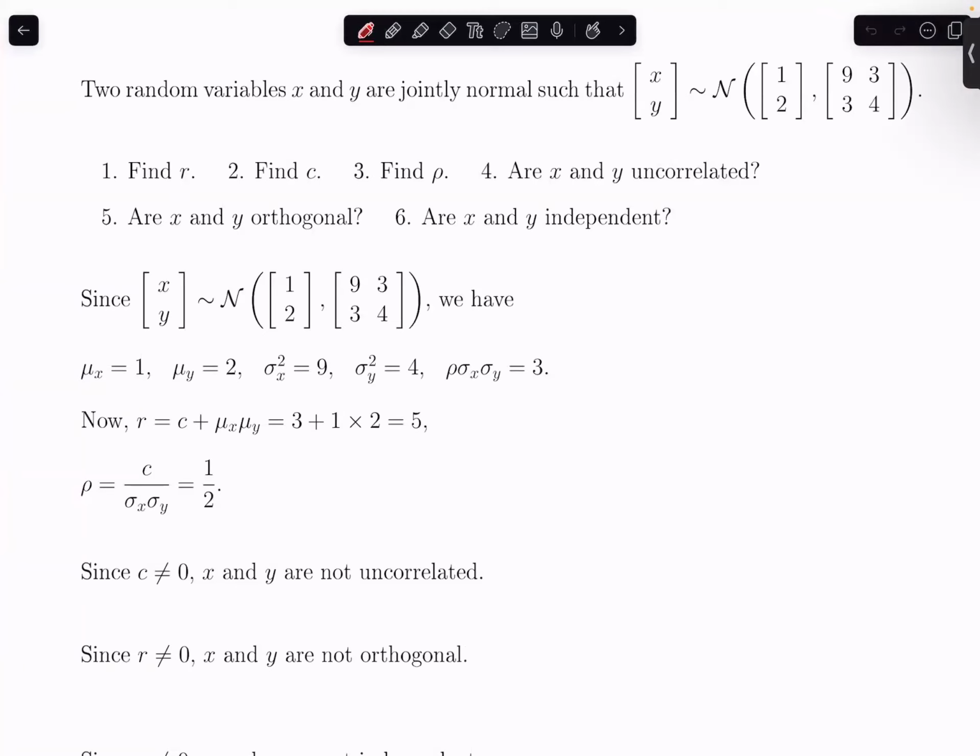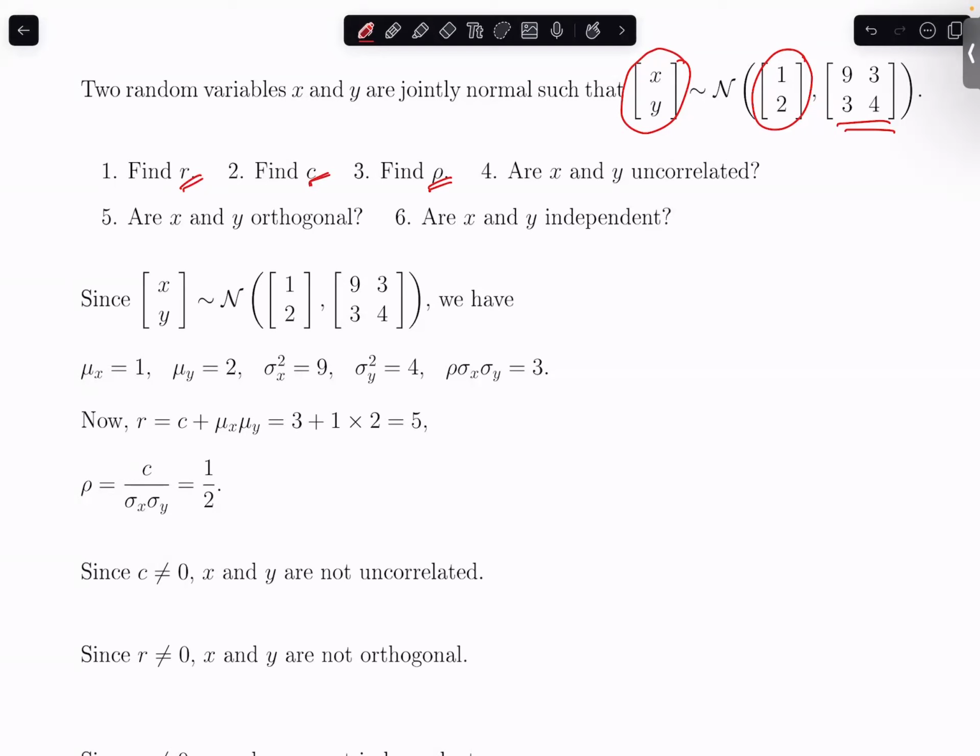In this problem, we are given a random vector with two elements, x and y. And this vector has a normal distribution with this mean vector and this covariance matrix. For x and y, we'd like to find the correlation. The correlation between x and y are the covariance C, the correlation coefficient rho, and then we'd like to answer if x and y are uncorrelated, if they are orthogonal, and if they are independent.